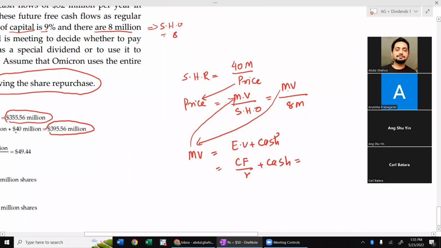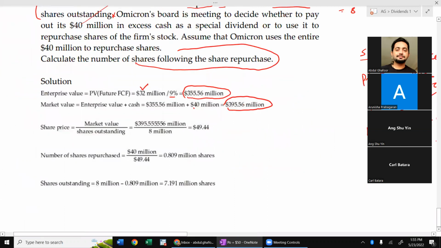Once we get the market value, we can calculate the price, and then use the price here to get the remaining number of shares. So let's do that. Market value is given, so market value divided by shares outstanding gives the price. At this price, with this amount of cash, how many shares can we buy? We can buy 0.809 million shares.